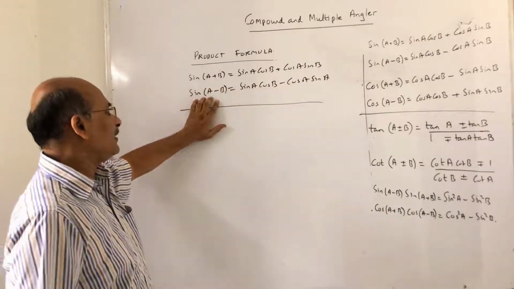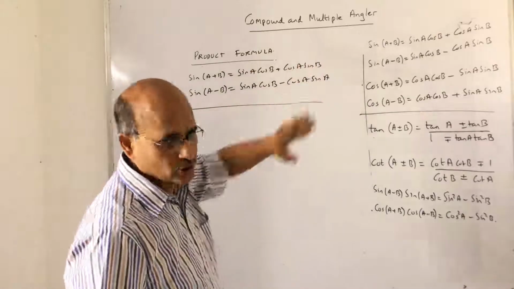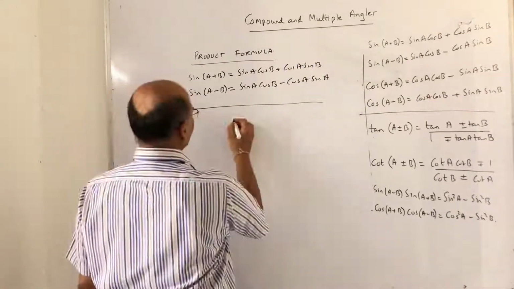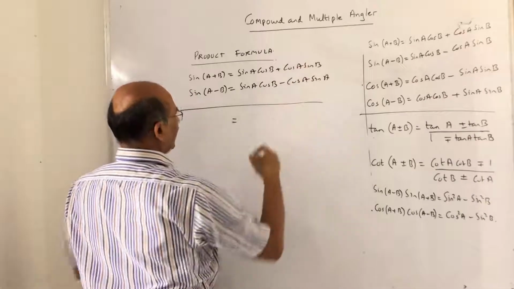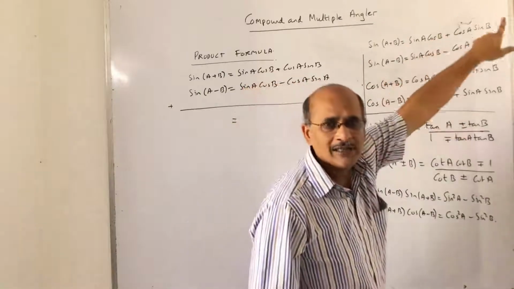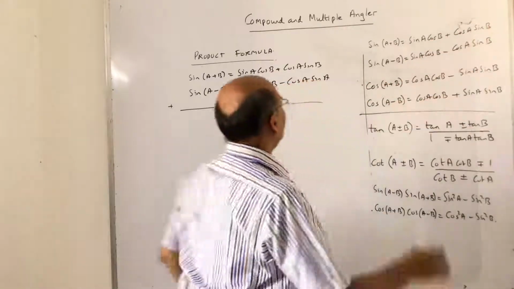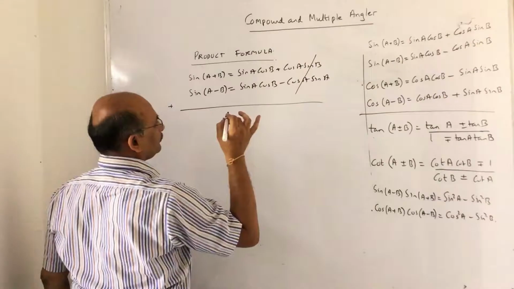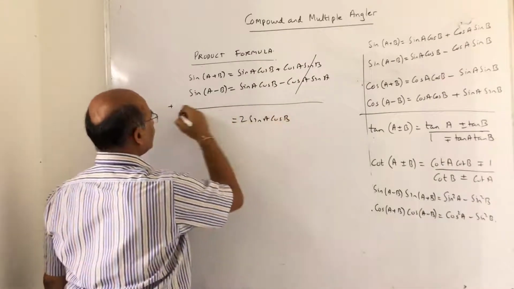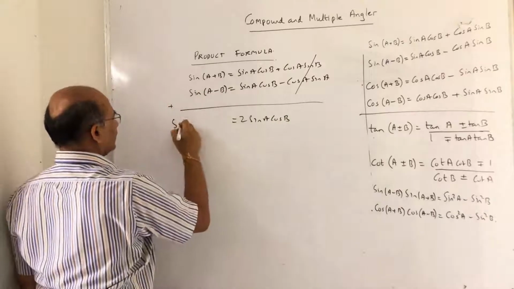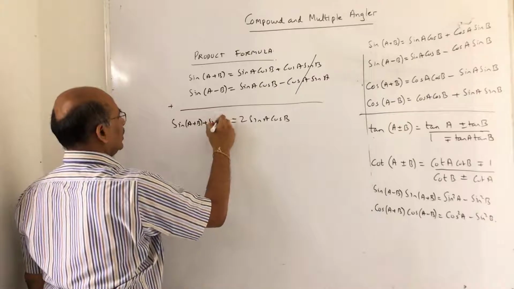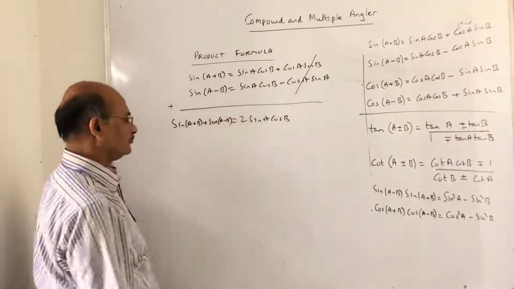Remember, sine of A plus B, A minus B, sine cos sine, everybody knows it. So let me add this equation. What will happen if I add? When I add, cos A sine B minus cos A sine B gets cancelled. So what will remain here? 2 sine A cos B. And that is nothing but sine of A plus B plus sine A minus B.